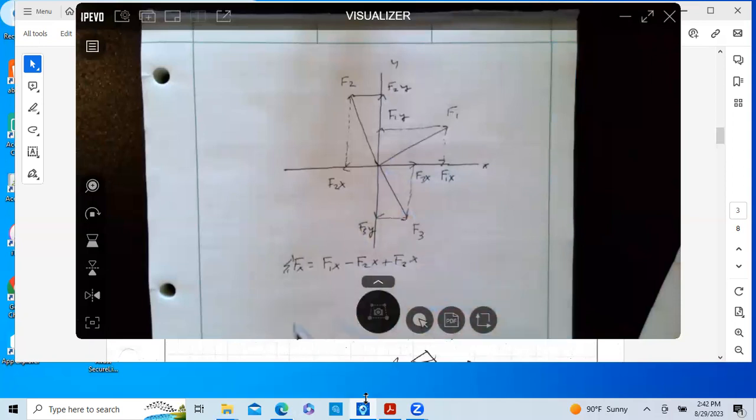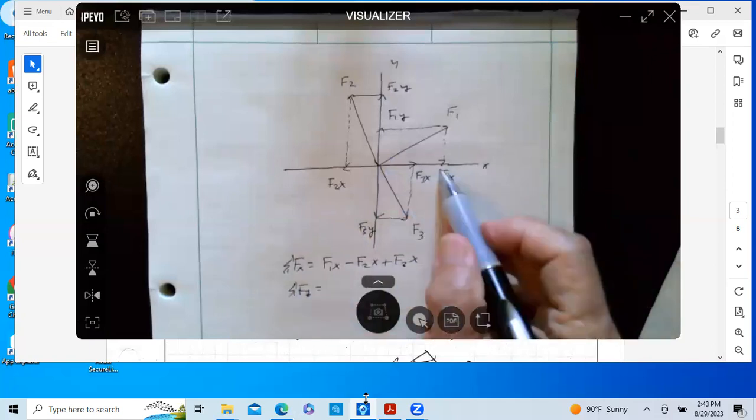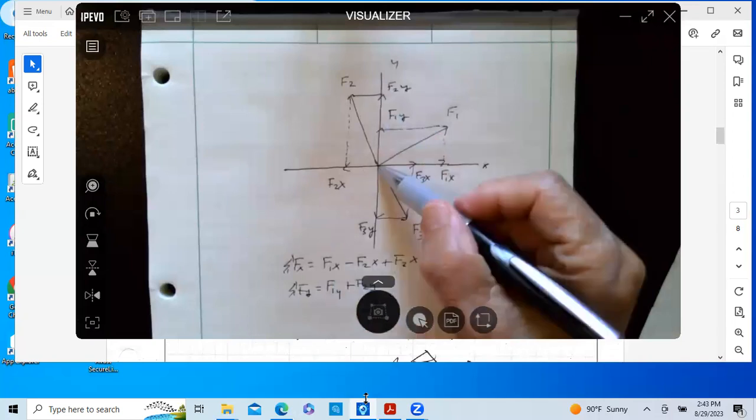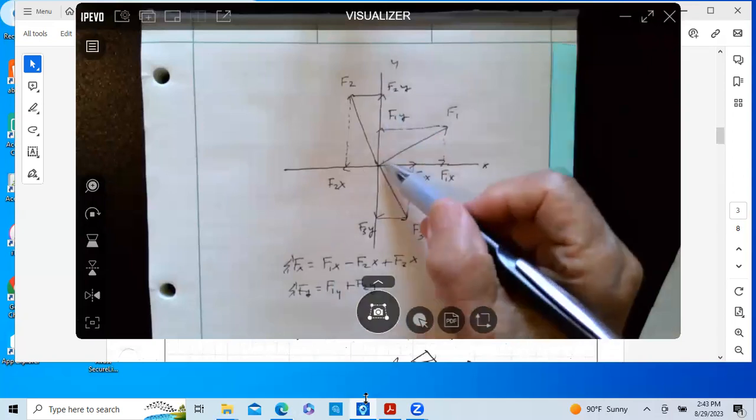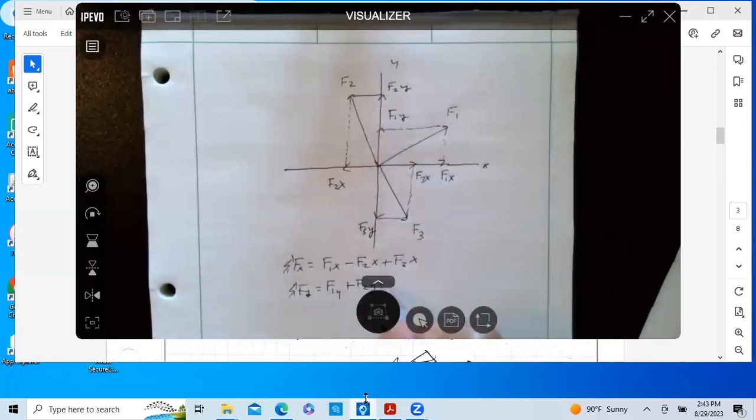Do the same thing, forces in the y equals F1y, F2y plus F3y. Again, you'll look, this is in the negative direction. This is minus F2y. Problem with some numbers on it.